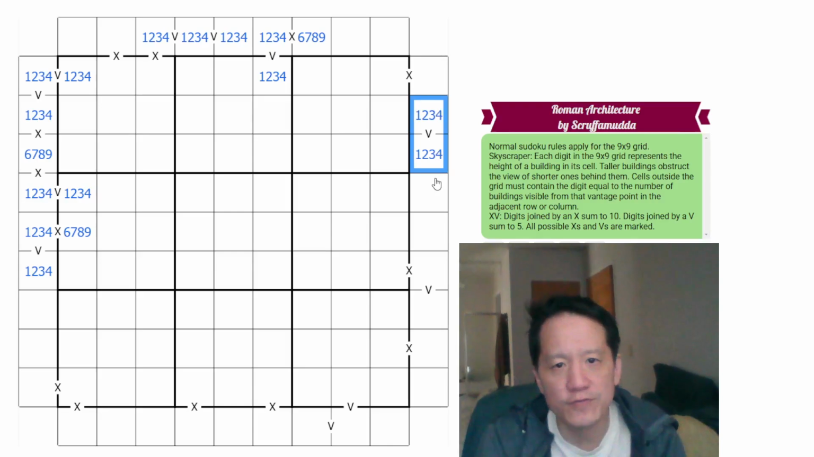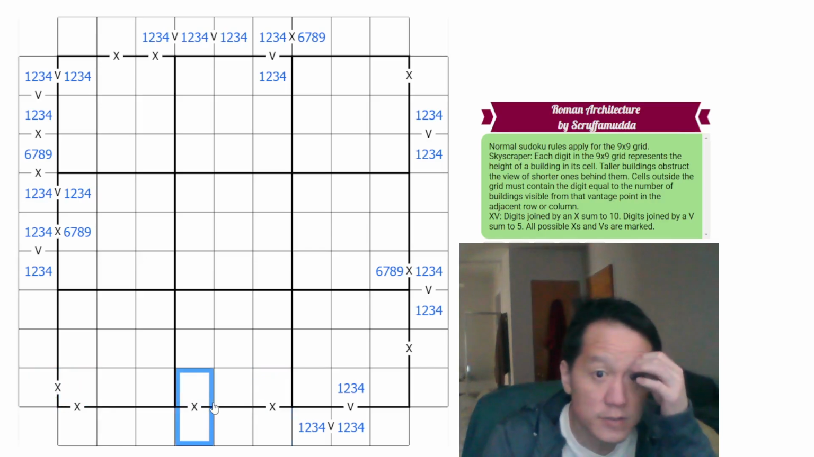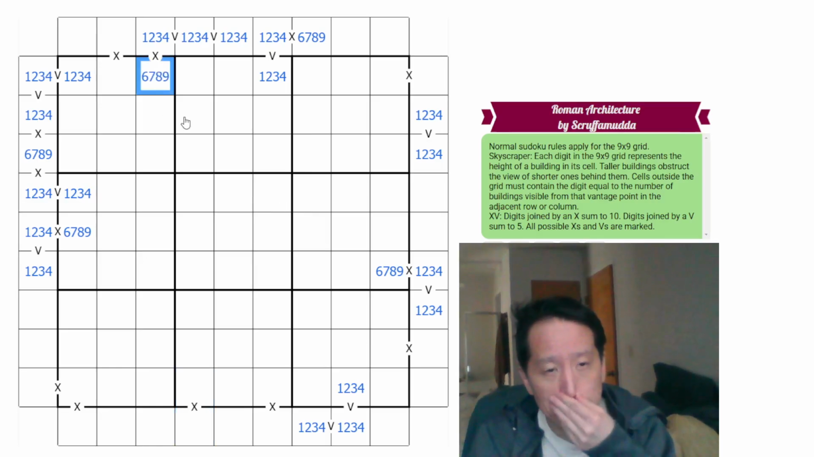These are all 1 through 4. These are 1 through 4. This has to be 6 through 9. These are 1 through 4. We don't know about this. We don't know about this, and we don't know about this. This has to be 6 through 9.